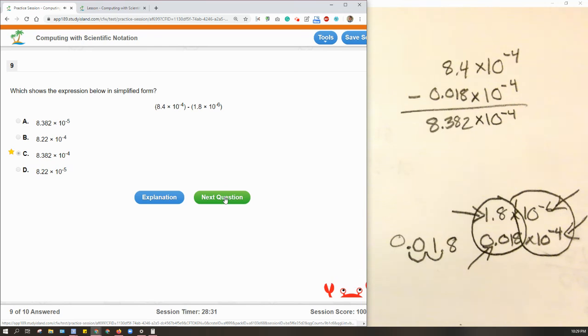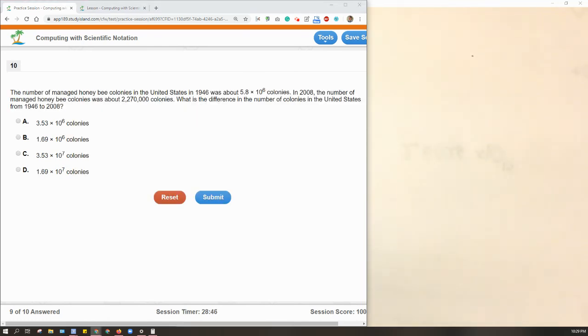All right, moving right along. Number 10, one more to go. Here it is, number 10.